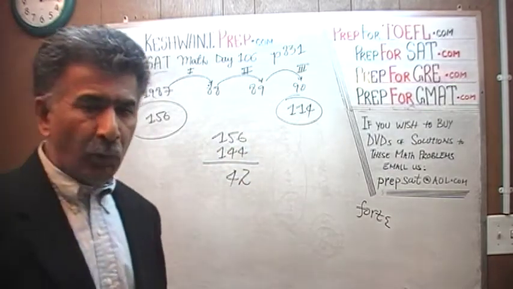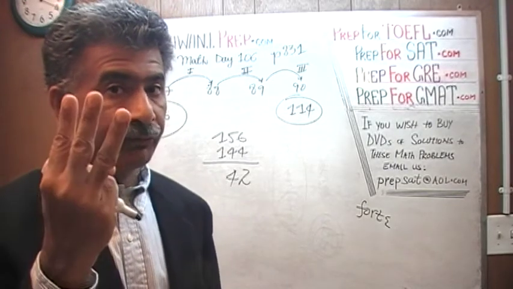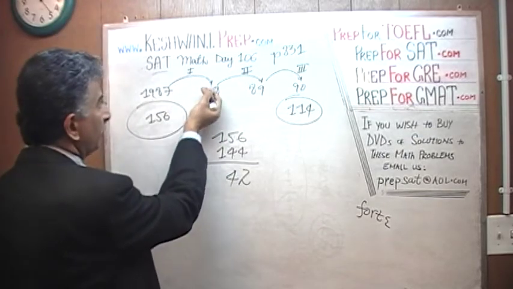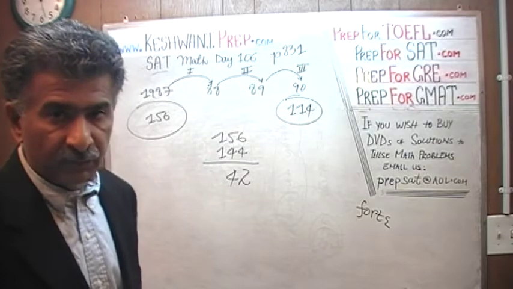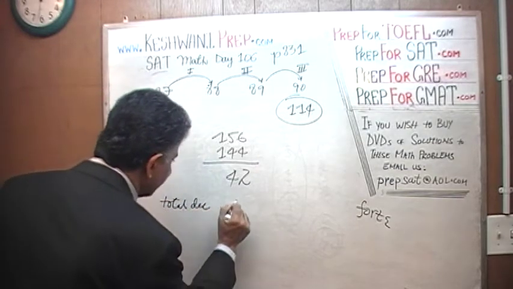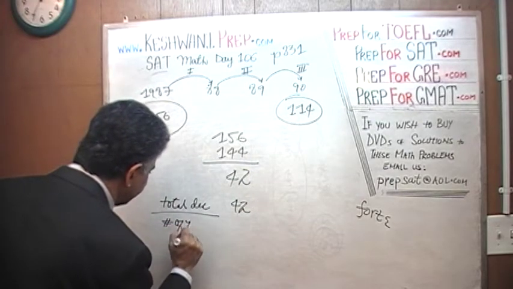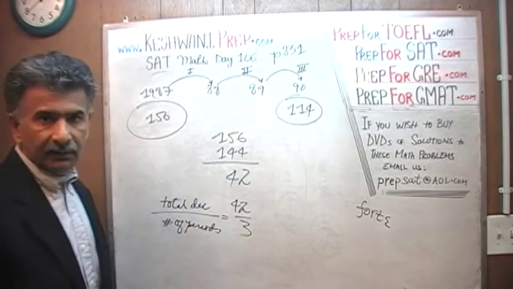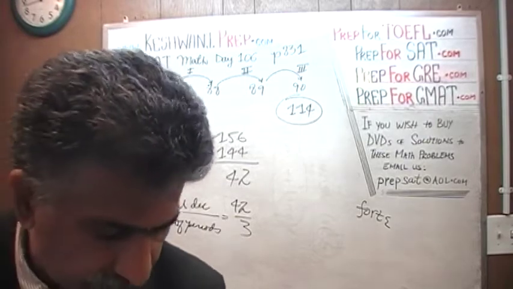So there has been a total decrease of 42 over 3 periods. You see, that's why I made a big fuss about period 1, period 2, period 3. So the total decrease is 42, and we have the number of periods, which is 3. That's it, that's our answer, 42 divided by 3. Let's find out what 42 divided by 3 is.